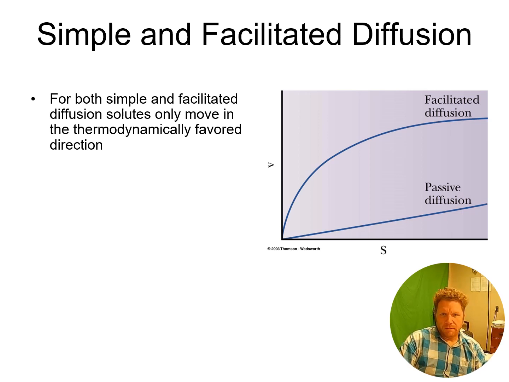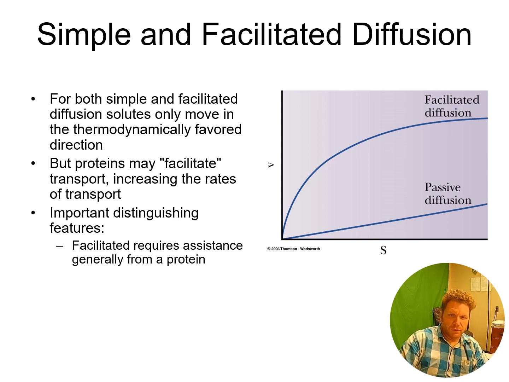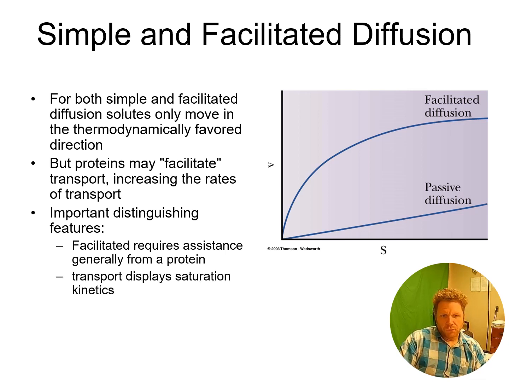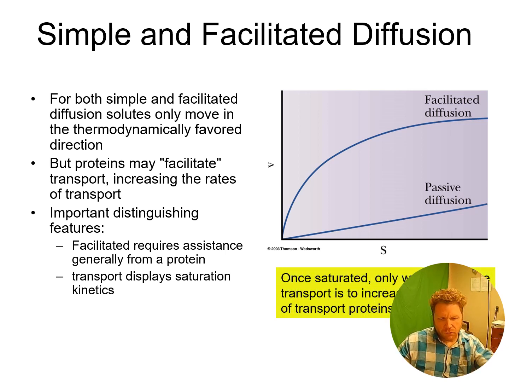For both simple and facilitated diffusion, solutes only move in the thermodynamically favored direction. But proteins may facilitate transport, increasing their rates of diffusion. And there are some important distinguishing features. Facilitated diffusion requires assistance, generally from a protein. Transport displays saturation kinetics. And once saturated, the only way to increase transport is to increase the number of transport proteins. This is a lot like enzyme kinetics.